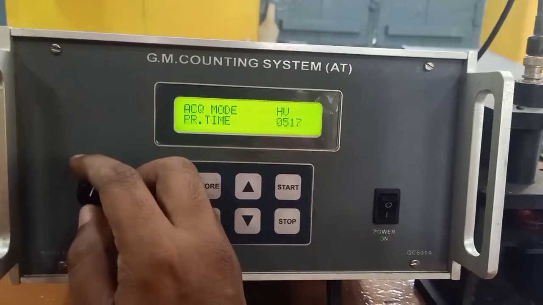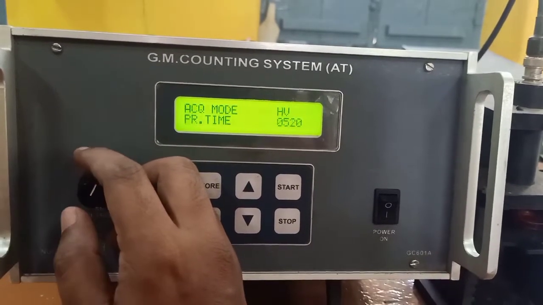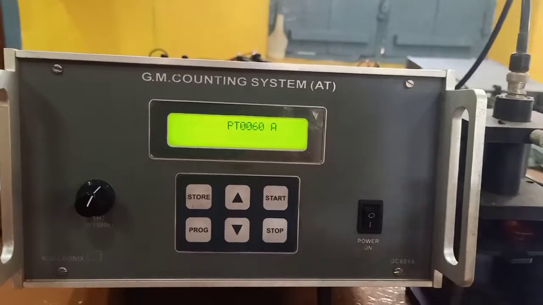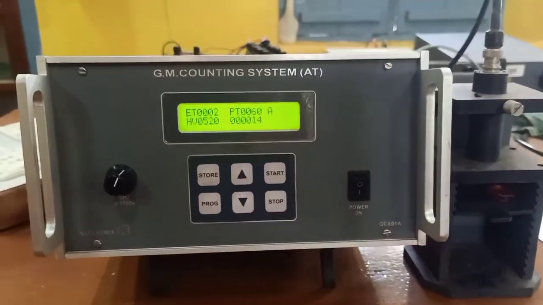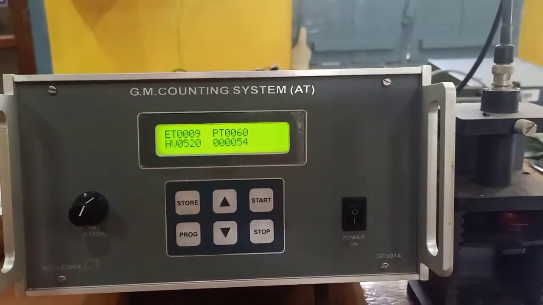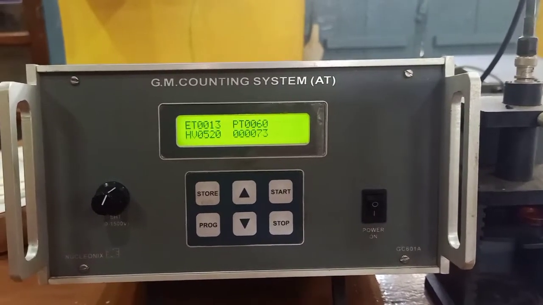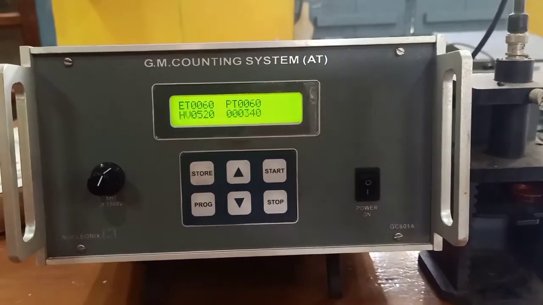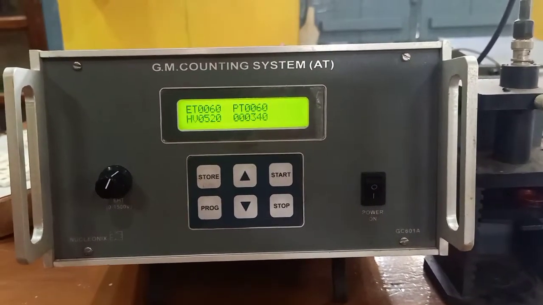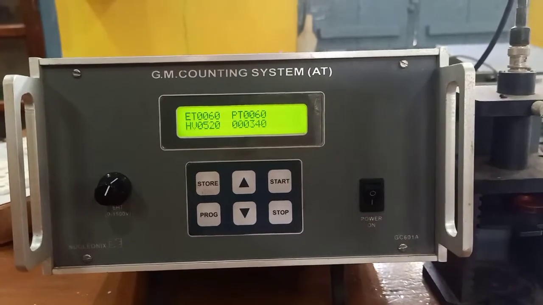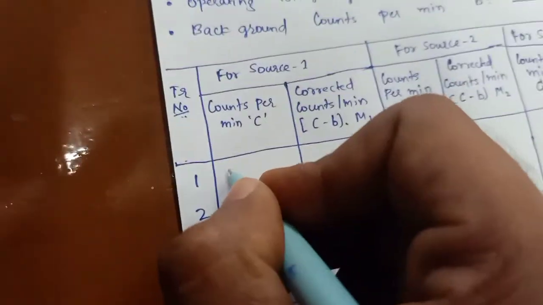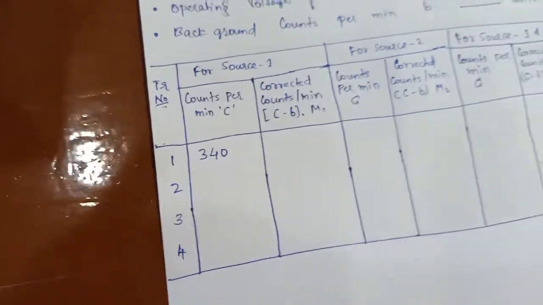Now we are very near 520 volts and it starts counting. Keep it for 60 seconds and later we will see how many counts it detects. Now it shows that after 60 seconds it detected only 340 particles. Write it as 340 in the table column for source 1.